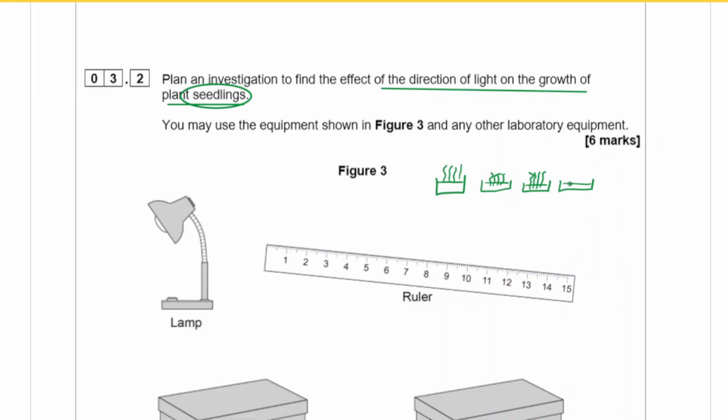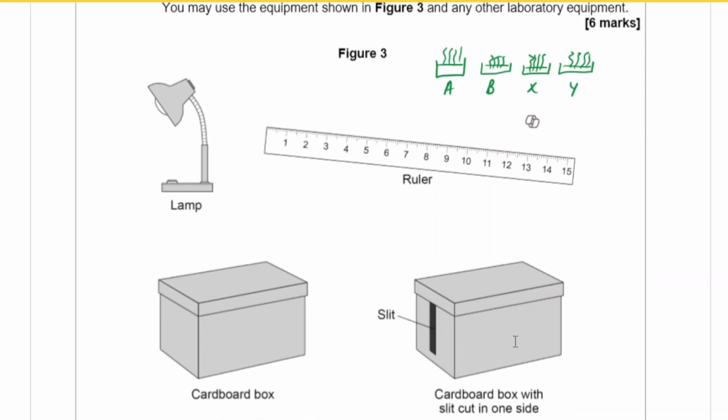And let's say we've got 4 of those dishes, and let's say I've labeled them as A, B, X, and Y. You'll see why I'm labeling it like this. So once you have the seedlings, you germinate them at the same time and expose them to the same conditions, so same amount of soil and all of that, so they're roughly about the same height when you start.